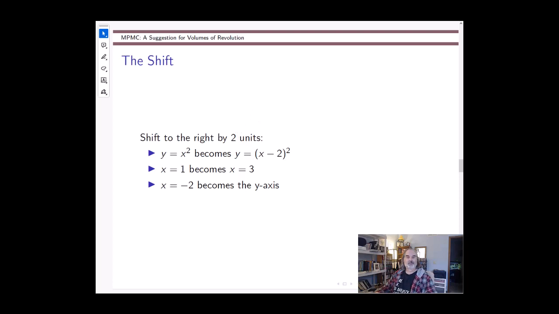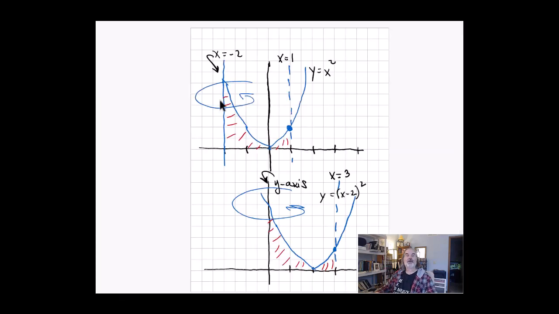Here's a picture, badly drawn, but the top figure is the original problem. x equals -2 is the axis of revolution. You've got your parabola y equals x squared, you've got x equals 1, you've got the x-axis. So you're doing that revolution around x equals -2. We say thanks but no thanks.